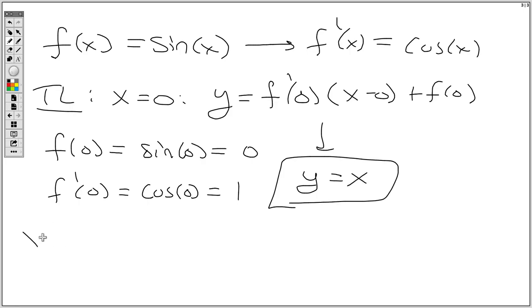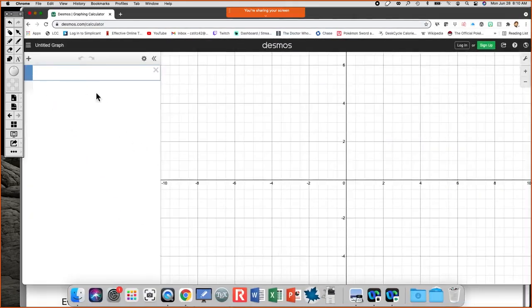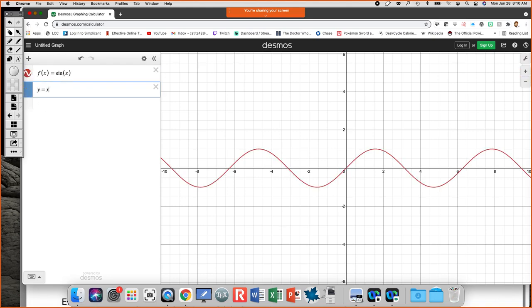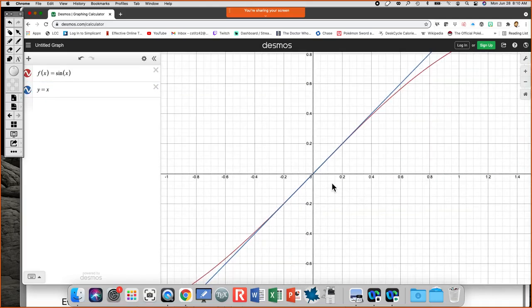So this means that if x is approximately equal to 0, sine of x is going to be approximately equal to x. That's what that means. And here it is, so there's the promised local linearity there.